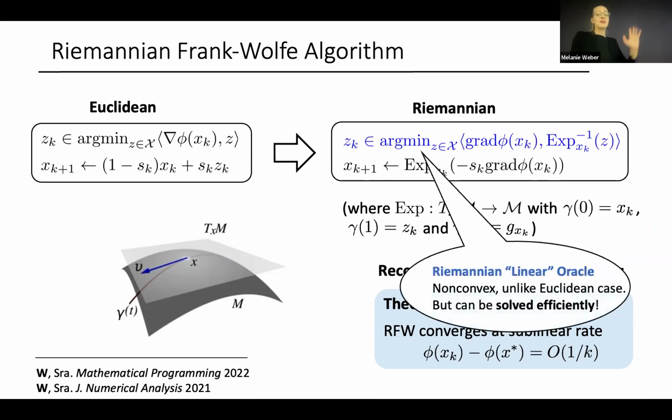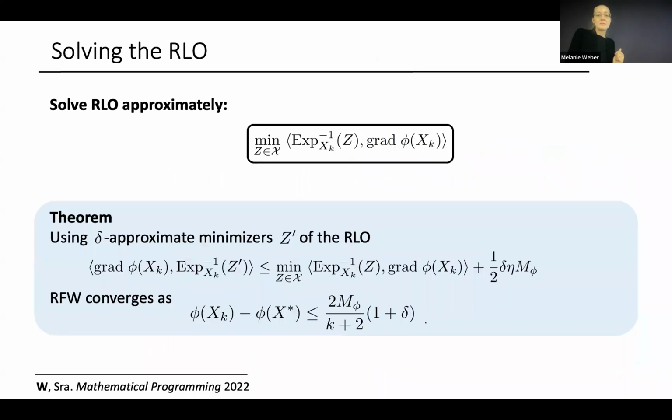One difficulty when translating this algorithm to the manifold setting is solving this subroutine, the linear oracle. In the Euclidean setting, that's a convex problem, so a fairly easy to solve subroutine. Here it is non-convex, so we have to think carefully about how to solve this subroutine. It turns out that in many cases, it's actually fairly doable. So either we use a numerical solver to find an approximate solution, and then as long as that's a fairly good approximation, we retain our nice global convergence guarantees.